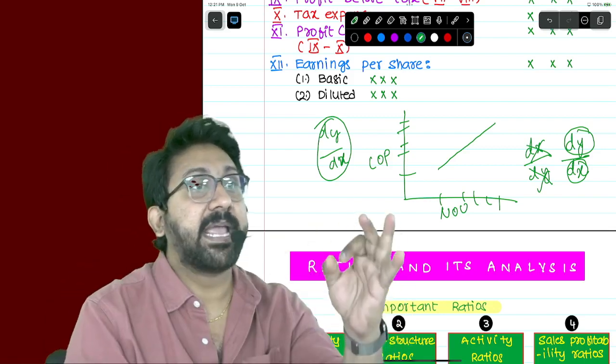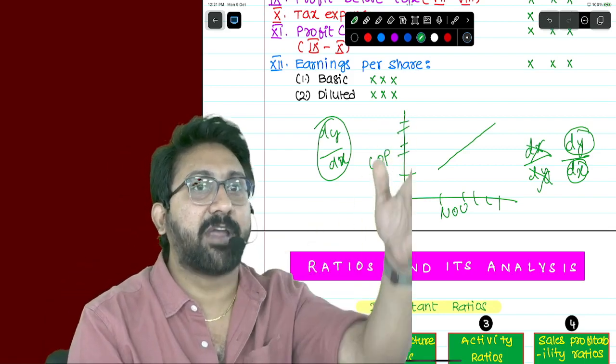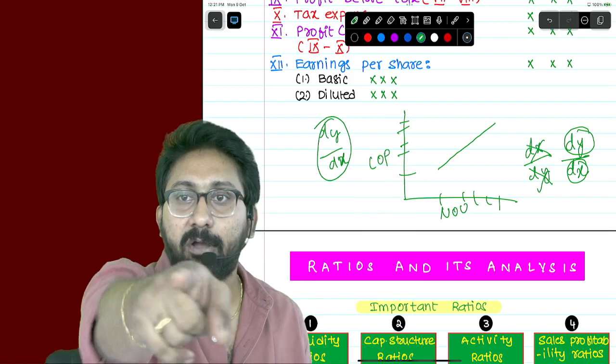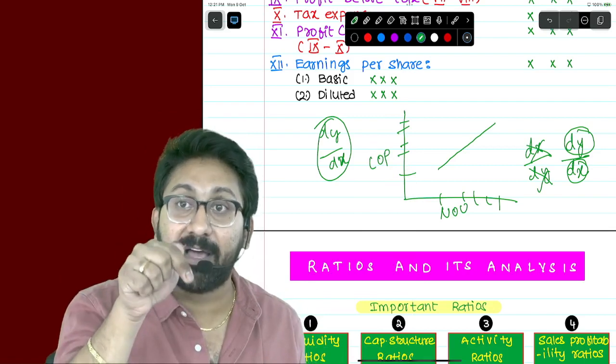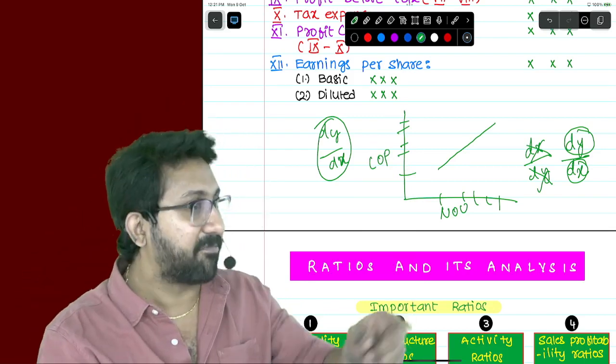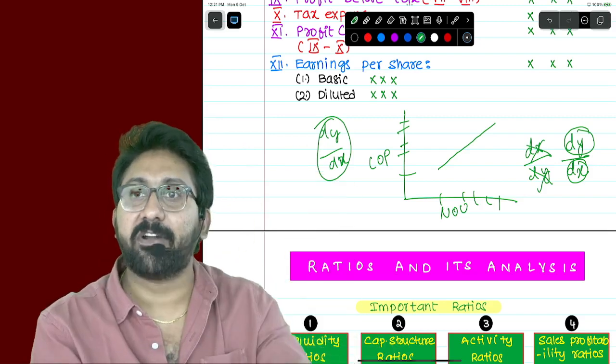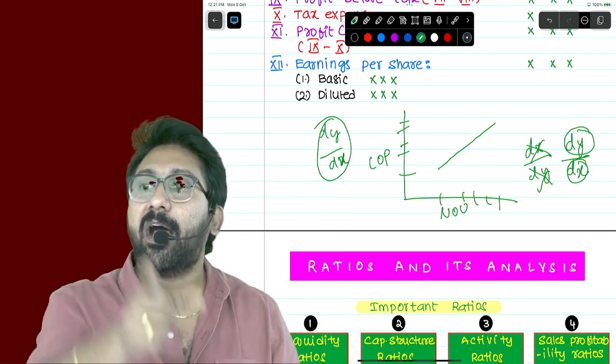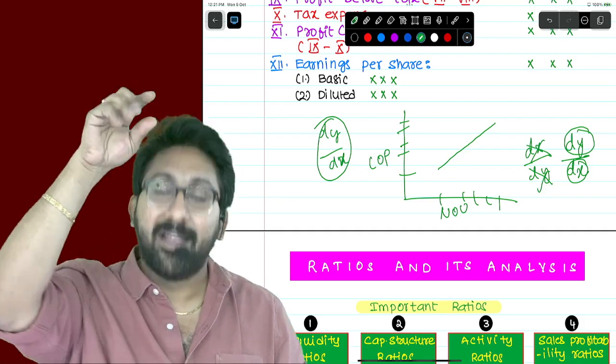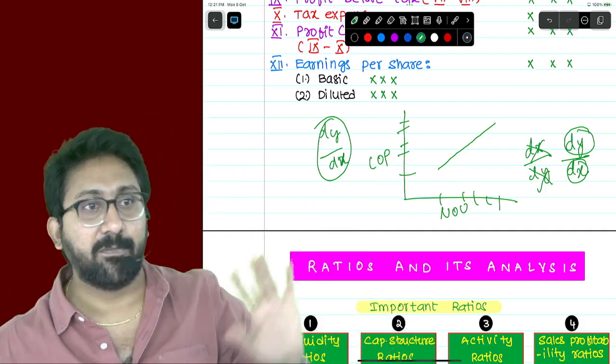Now you tell me, does capital give sales, or do sales give capital? How should the formula be? Capital should be in the denominator. Perfect. Now profit and sales, you tell me. Do sales generate profit or does profit generate sales? How should the ratio be? Yes, correct. That's how these formulas came.